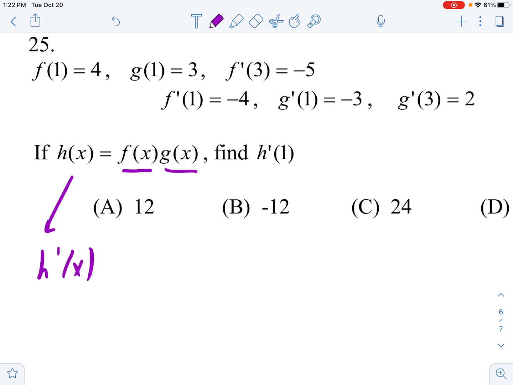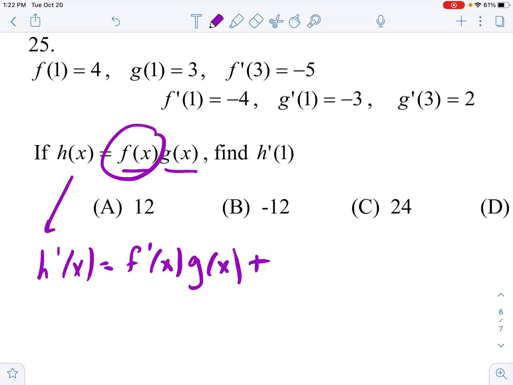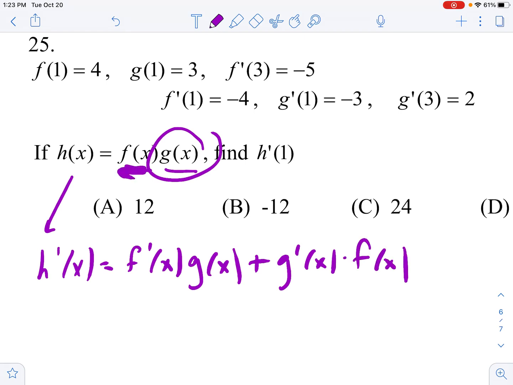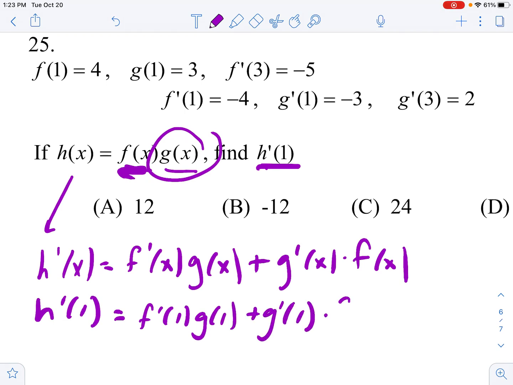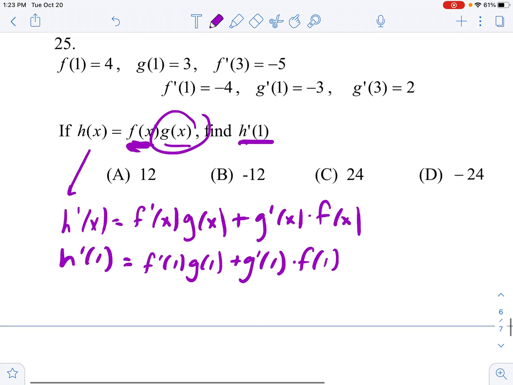So it's going to look like this. H prime of x equals the derivative of the first piece, I'm simply going to write it as f prime of x times the other piece, g of x. Plus, now I'll take the derivative of that, I'll call it g prime of x times the first function, f of x. That's all there is to that. Now I can plug 1 in for x. H prime of 1 is then going to be f prime of 1 times g of 1 plus g prime of 1 times f of 1.